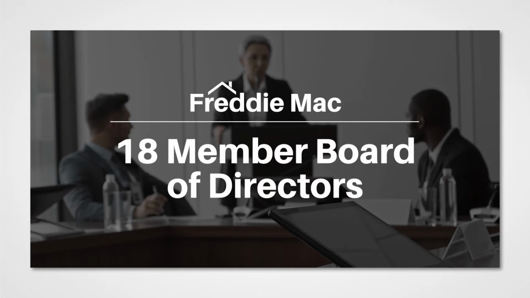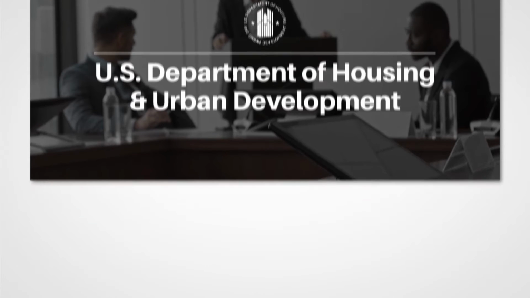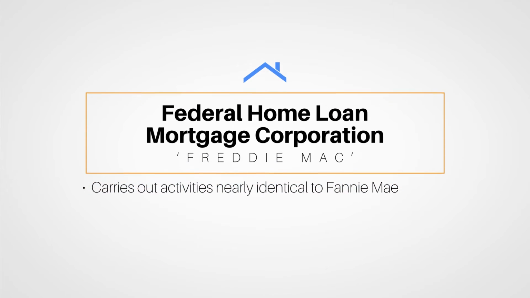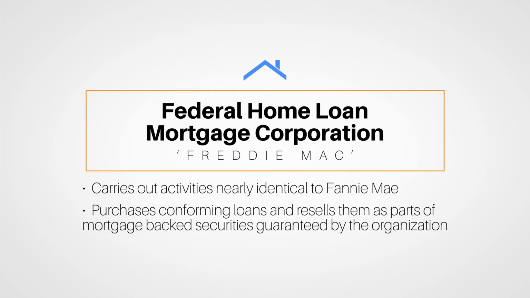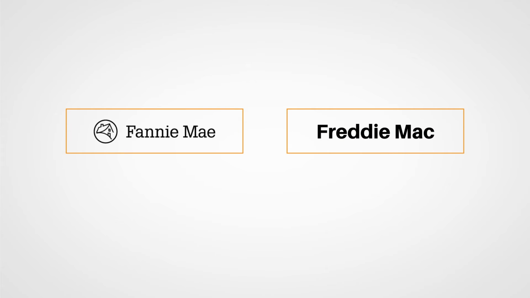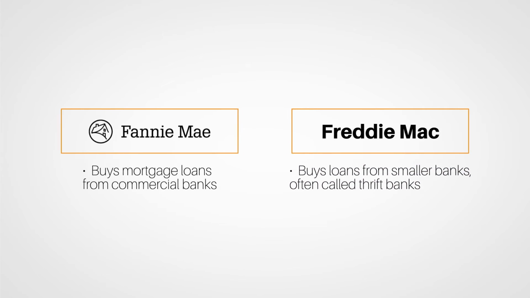Freddie Mac is run by an 18-member board of directors subject to oversight by the Department of Housing and Urban Development, or HUD. Freddie Mac carries out activities nearly identical to Fannie Mae. They purchase conforming loans and resell them as parts of mortgage-backed securities guaranteed by the organization. The main difference between the two is that Fannie Mae mostly buys mortgage loans from commercial banks, while Freddie Mac mostly buys them from smaller banks, often called thrift banks.